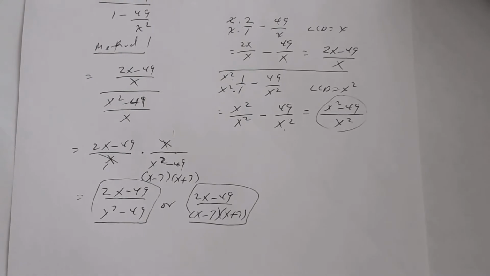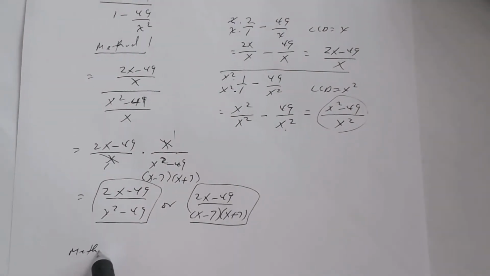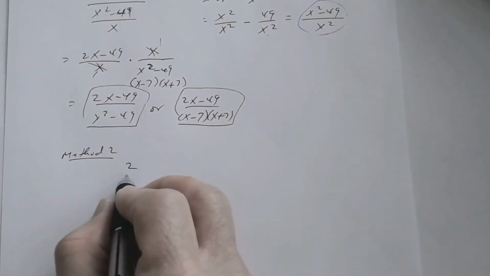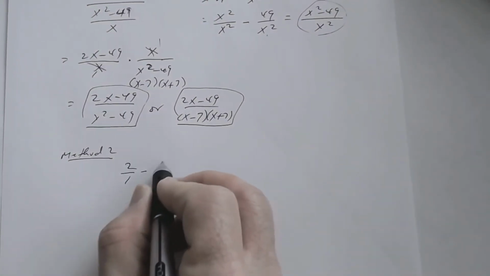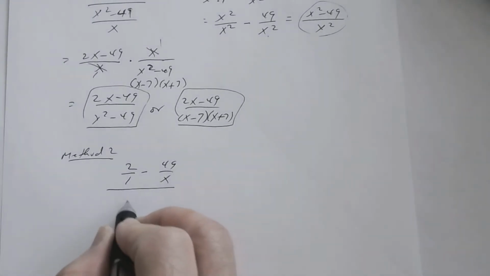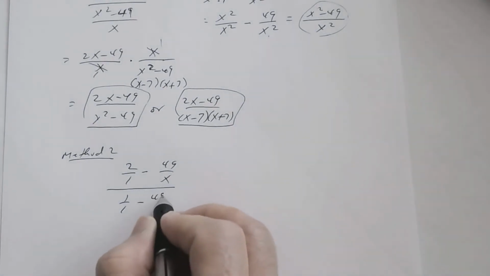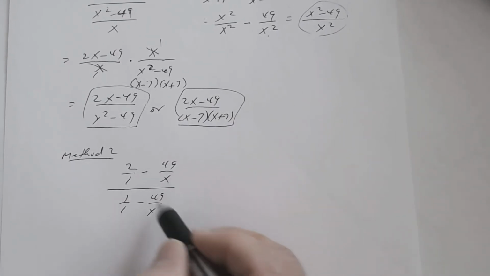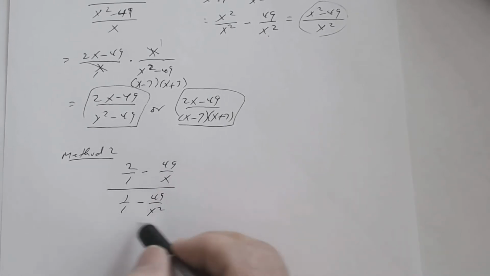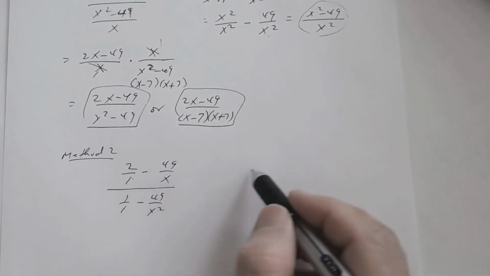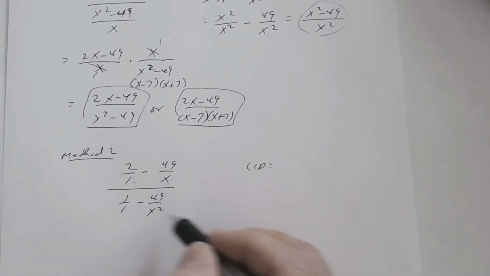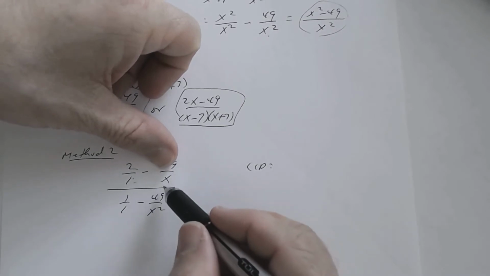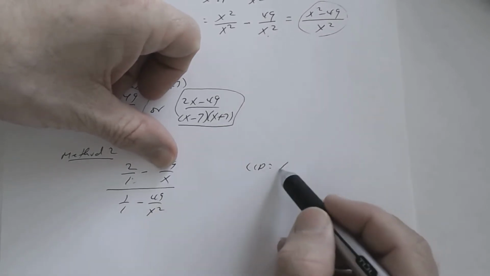Now method 2 is this approach. So method 2 is where I'm going to rewrite it as 2 over 1 minus 49 divided by x, and that's being divided by 1 over 1 minus 49 divided by x squared. So method 2 is where you find the LCD of all of the denominators in every fraction in the numerator and the denominator. Remember, these are all monomial factors. So every factor you see has to be part of the LCD. So I see an x, right? Okay, and so I have to use it.